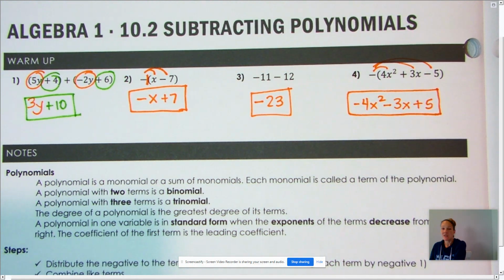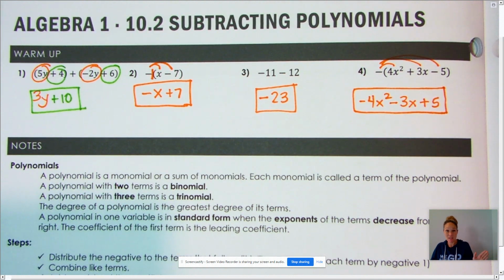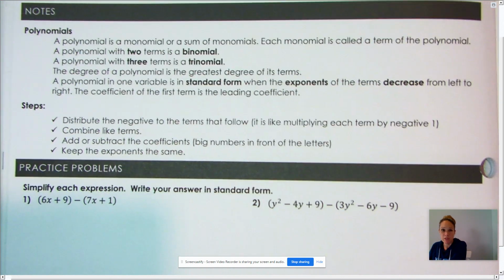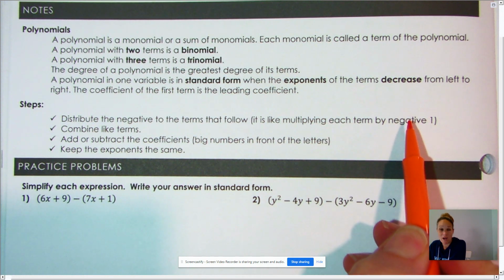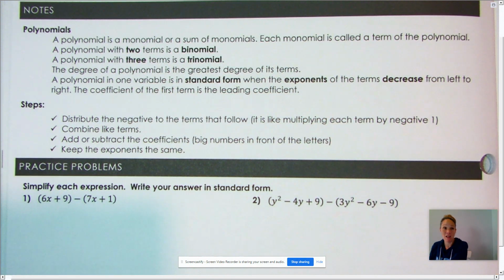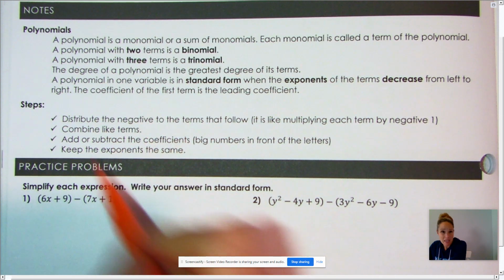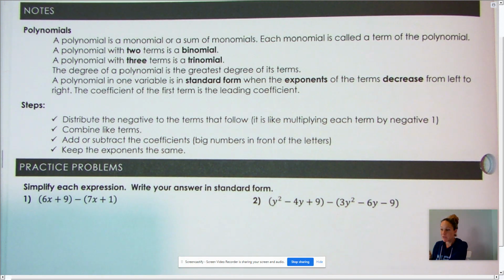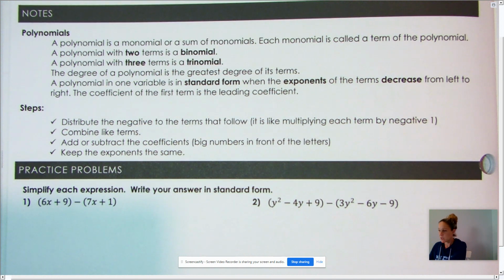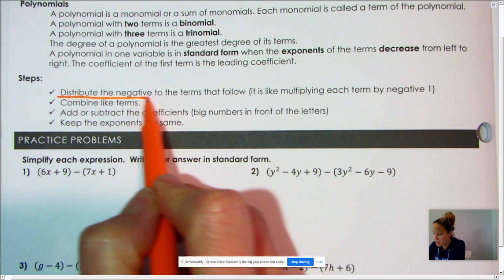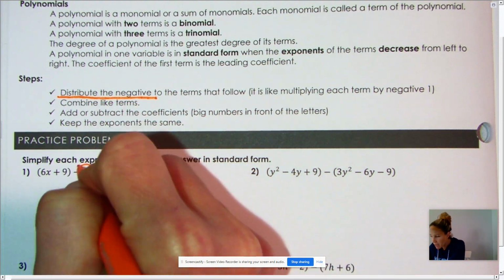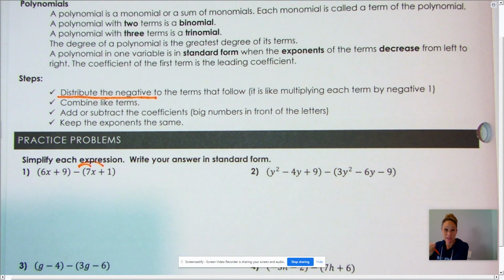All right, so our notes for today, same thing as what we did yesterday, with the exception of distributing a negative to the terms that follow. It's like multiplying by a -1. We're just flipping all the signs that follow it. Then we're going to follow the same patterns that we did in the previous lesson in 10.1. So you guys ready? The first step is always to distribute the negative. You can think about it like multiplying by a -1, or like just flipping the signs, doing the opposite sign of what's in there.